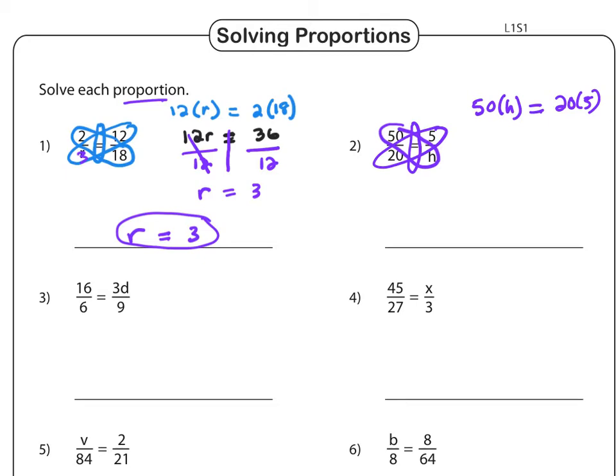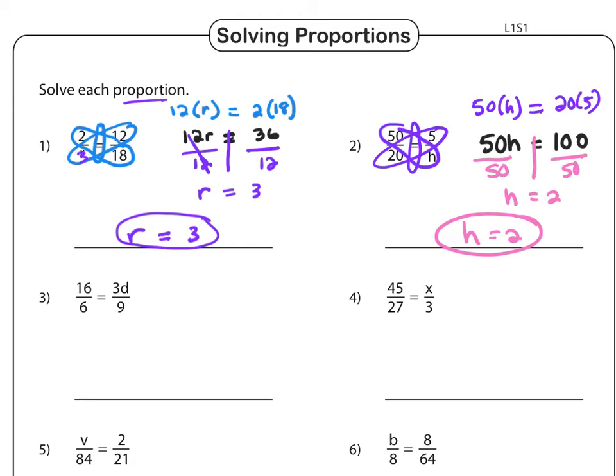So now, what would be the resulting equation after I multiply both sides? So we should have 50h equals 100. And now I'd like you to solve and tell me what h equals. When we solve, we have to divide by the number next to the variable, leaving h equals 2. So if you had h equals 2, you are correct.